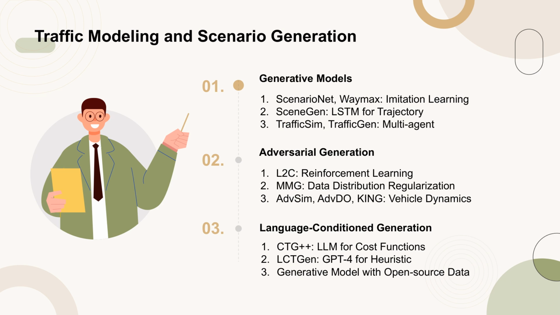In traffic modeling and scenario generation, several approaches have been developed. Generative models like ScenarioNet and Waymax use imitation learning trained on large-scale data to create realistic multi-agent scenarios. SceneGen employs LSTM to autoregressively generate trajectories. TrafficSim and TrafficGen focus on learning multi-agent behaviors from real-world data. Adversarial generation methods, such as L2C, use reinforcement learning with collision rate as a reward. MMG enhances realism by incorporating data distribution. ADVSim, ADVDO, and King optimize trajectories using vehicle dynamics.